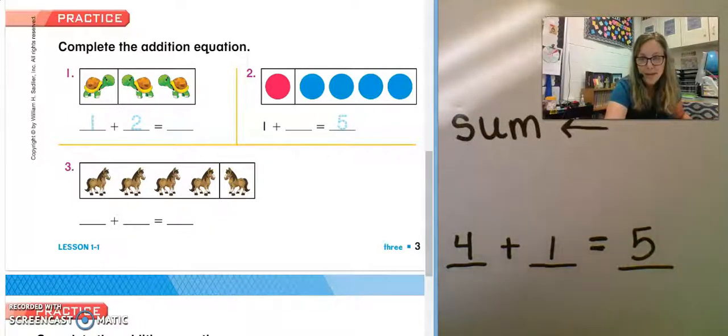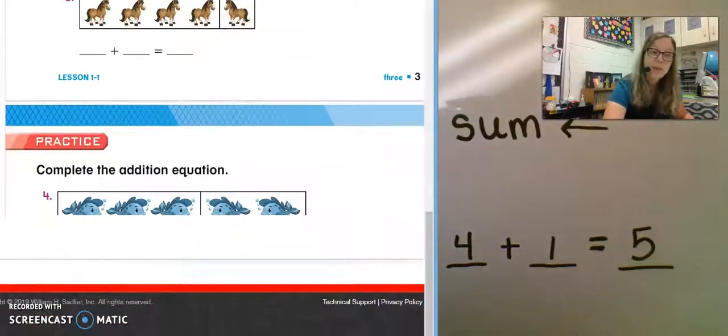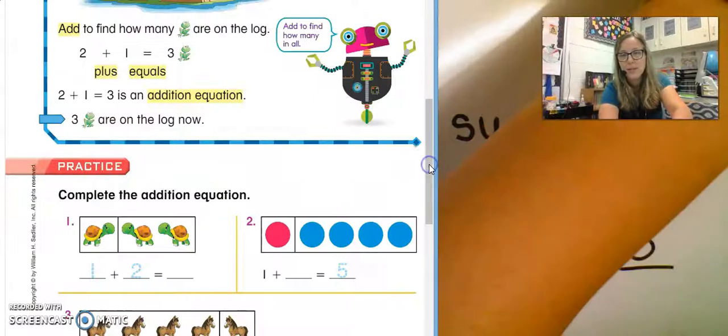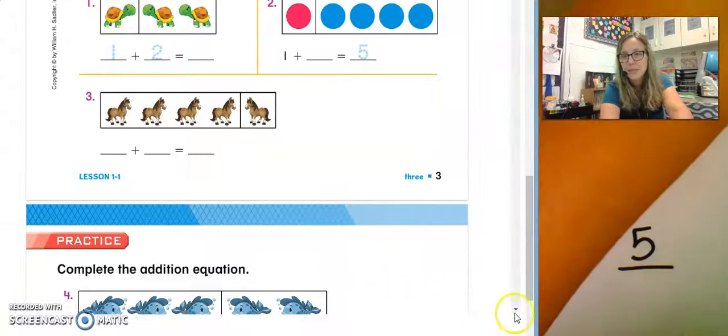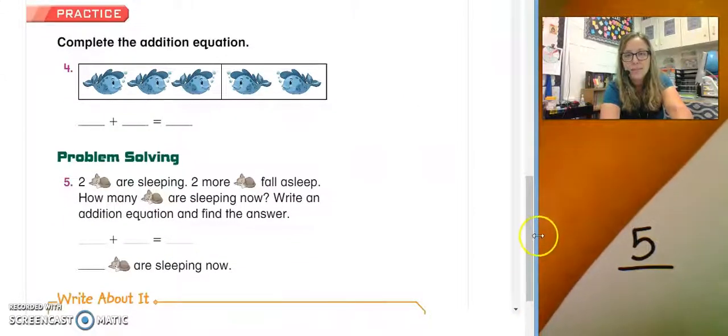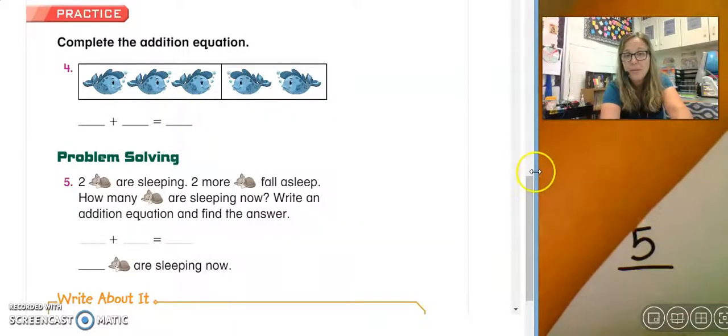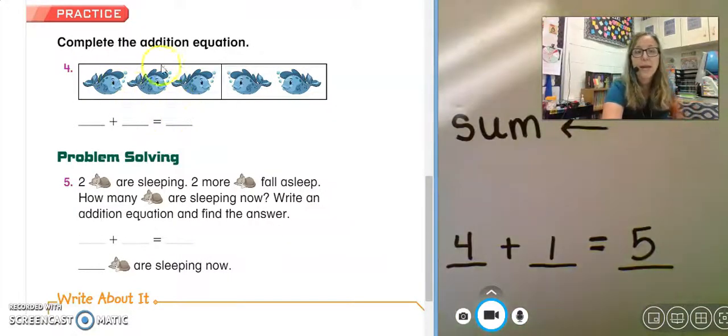Now if you turn the page, boys and girls, the next page says practice. And what they want you to do here, oops, sorry about that, let me get my screen adjusted. What they want you to do here is the same thing that we've been doing. Write how many fish in the first box, how many fish in the second box, and then the sum, or how many all together. So here you should have 3 fish plus 2 fish equals 5 fish. Good job.